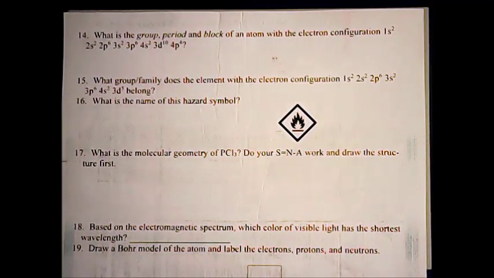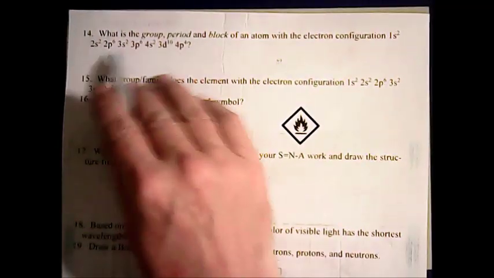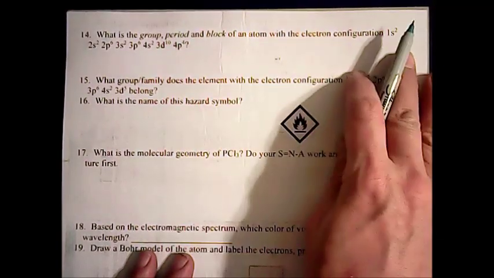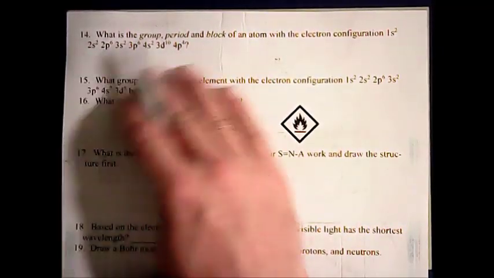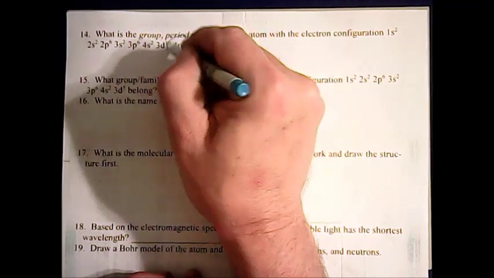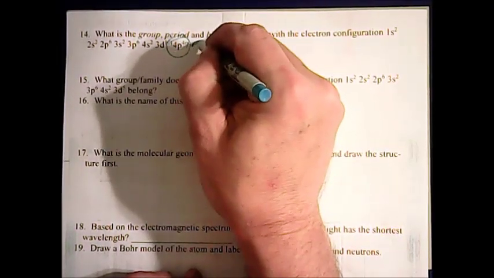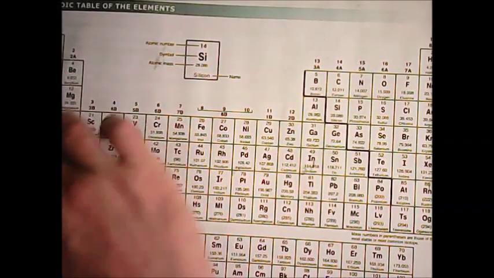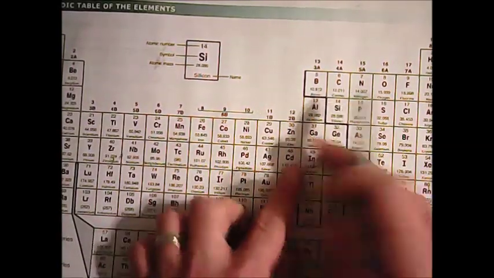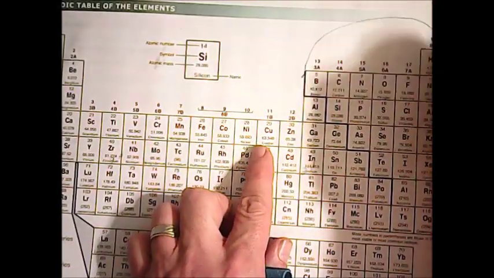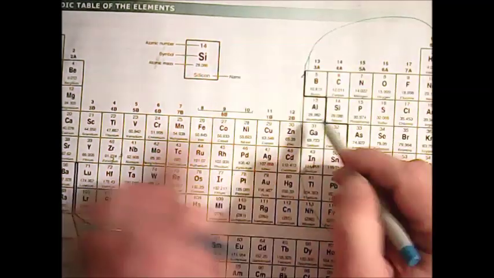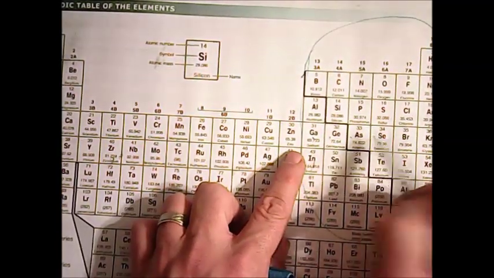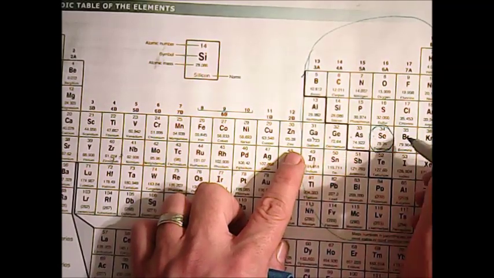Okay, let's look at number 14. What is the group, period, and block of an atom with the electron configuration 1s2, 2s2, etc., all the way to 4p4? That's the only thing that really matters to us. Take a look at the periodic table. 1, 2, 3, 4. So this is the fourth row. Let's go over to 4p. This is the p block right here, right? Everything in here is the p block. So 4p, 1, 2, 3, 4. Looks like selenium to me.